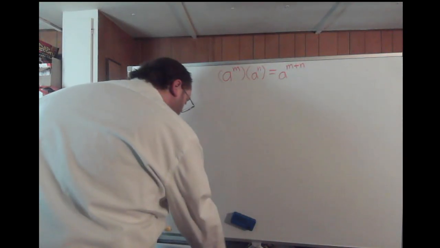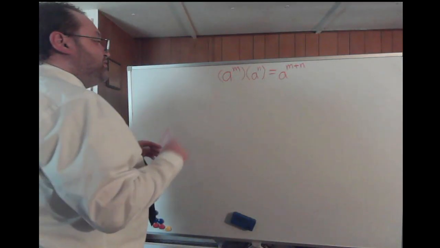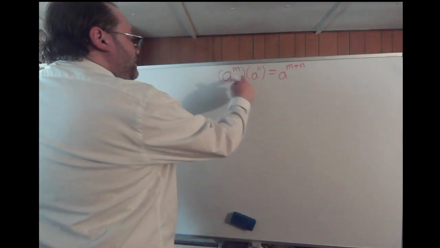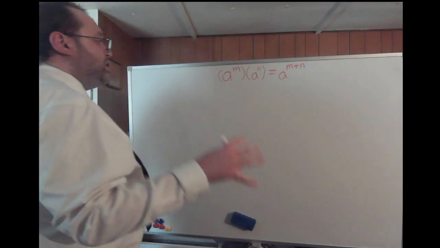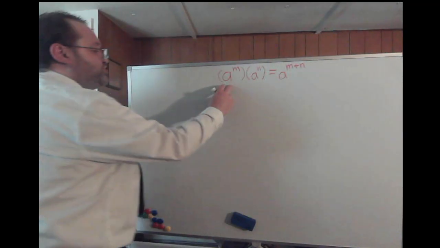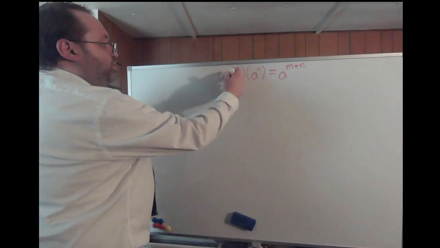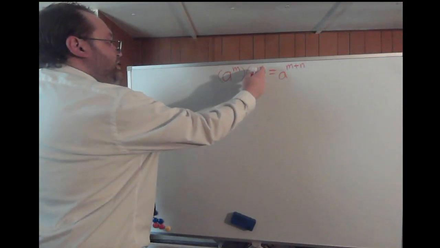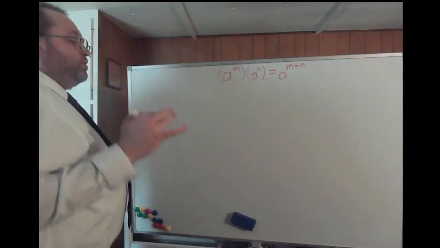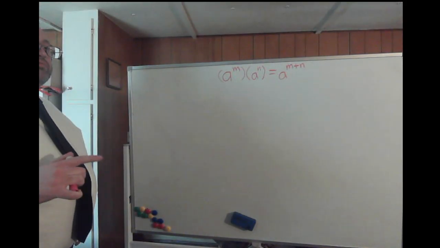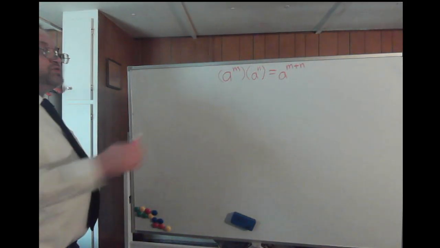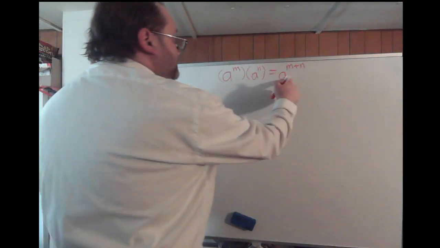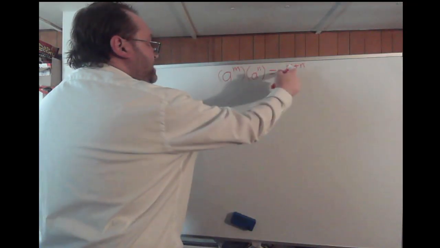So what we have here first is a number to the m power and a number to the n power. This number a is any arbitrary number or variable, to one power, multiplied by that same number or variable to another power. Whenever you have a number or variable that's the same, and you multiply it by that same number or variable to another power, you simply take the two powers and add them together.